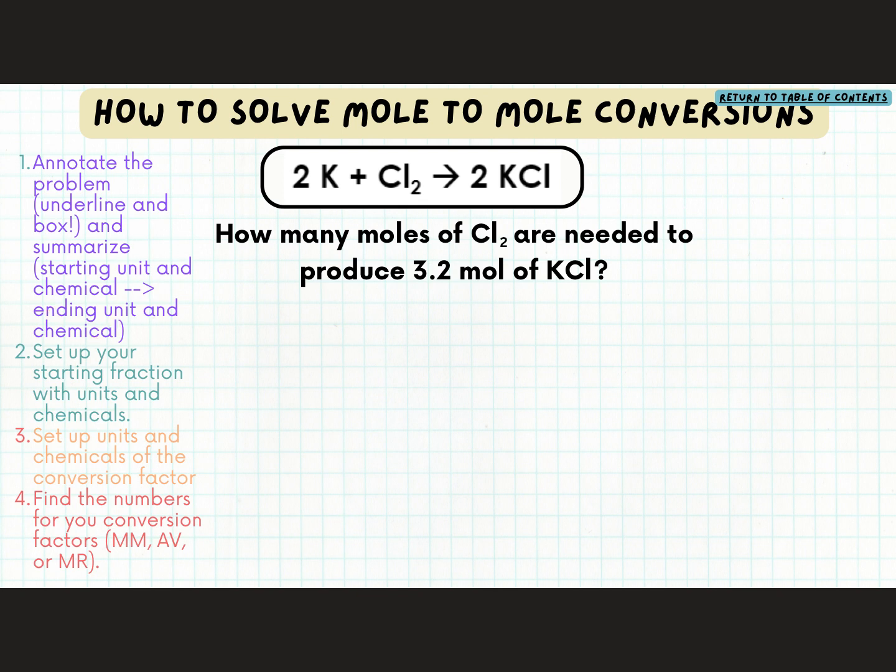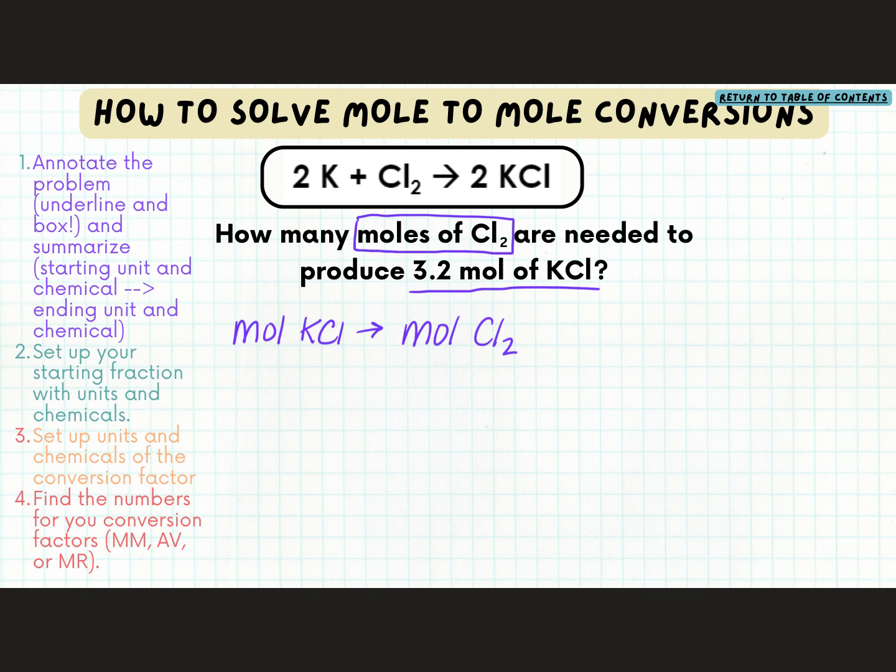So if we follow these instructions, we're going to start by underlining 3.2 moles of KCl, because that's what the problem gives us. Then we're going to put a box around what the problem is asking us to find. So it says, how many moles of Cl2? What I want you to notice is that the Cl2 is different than the KCl. So we're going to summarize what they want us to find. We're going to start with moles of KCl, and then we're going to go to moles of Cl2. So that's what we're going to be finding in this problem.